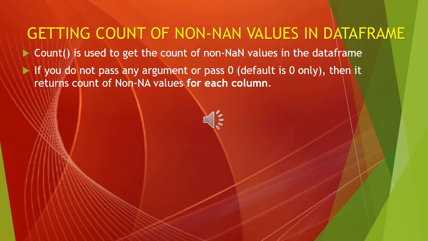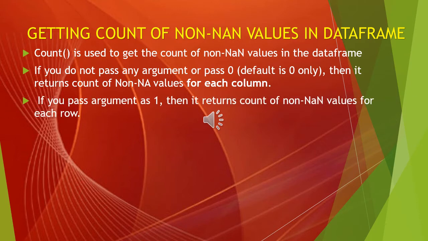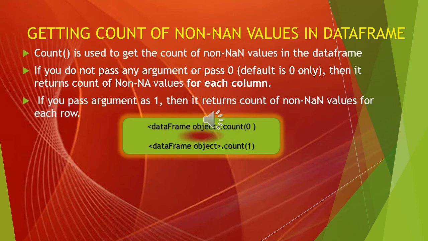If 0 is passed, it counts the non-null values for each column, and if we pass the argument 1, it will count the non-null values for each row. So the general format for the count function is data frame object dot count. We can pass either 0 or 1. If we don't pass anything, it considers 0 as the argument.